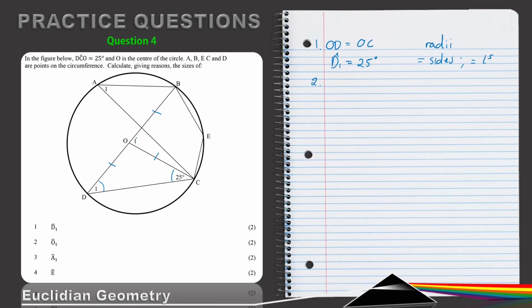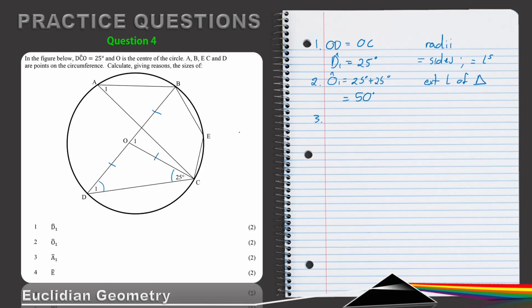Now for O1. If we look at the triangle ODC, O1 is the exterior angle of this triangle, and we know that the exterior angle of a triangle equals the sum of the opposite interior angles. So O1 is 25 degrees plus 25 degrees, and our reason is exterior angle of triangle, and then we've got O1 is equal to 50 degrees.